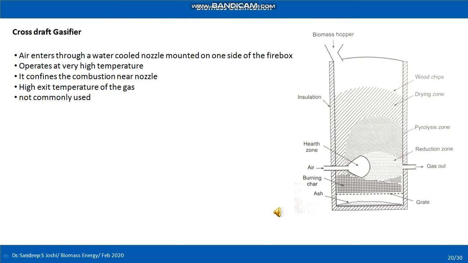Now here is the third type of the fixed draft gasifier, that we call the cross draft gasifier. You can see in the picture, the air enters through the water cooled nozzle mounted on one side of the firebox. This entire gasifier is operating at very high temperature.